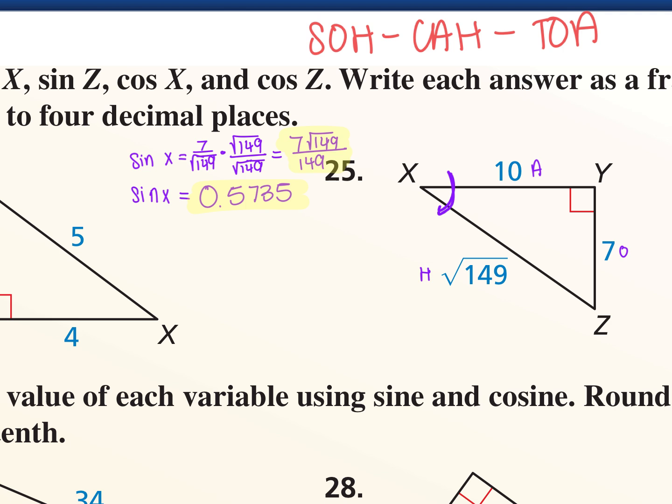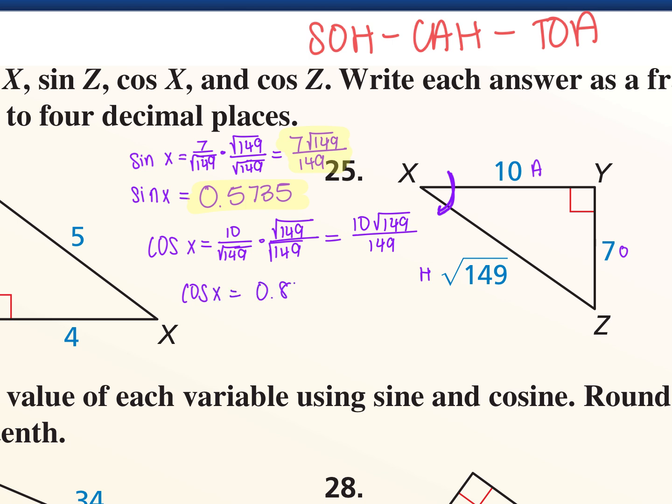So now I'm going to go ahead and do cosine x. So I'm still using angle x. I still have the same hypotenuse, opposite, and adjacent. So looking at cosine x, I'm going to have adjacent over hypotenuse, which is the square root of 149. Same thing, I cannot have that as my denominator. So my fraction is going to be 10 times the square root of 149 over 149. And writing that as a decimal, cosine x is going to be 0.8192.